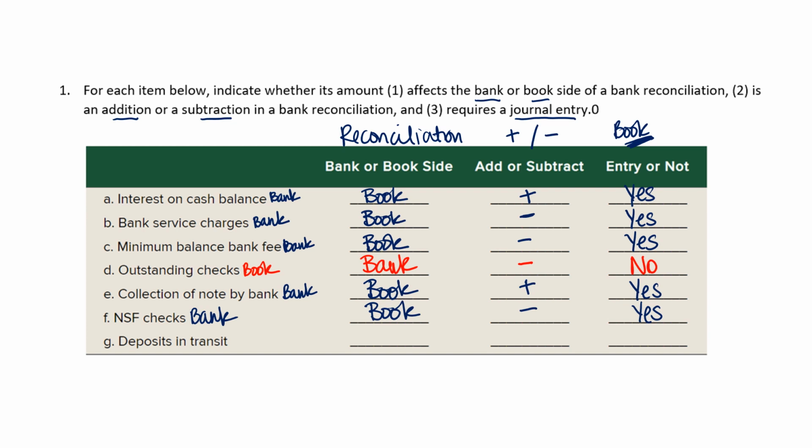Okay, and then deposits in transit. These are deposits that the company has recorded but have not hit the bank yet. So the bank doesn't know about them, but the book side does. The books already know, so we have to adjust the bank side. These are deposits, so they will be an addition. And no, there will not be an entry because we only make entries for adjustments to the books.